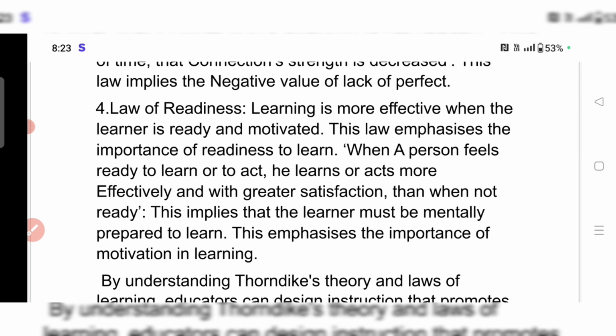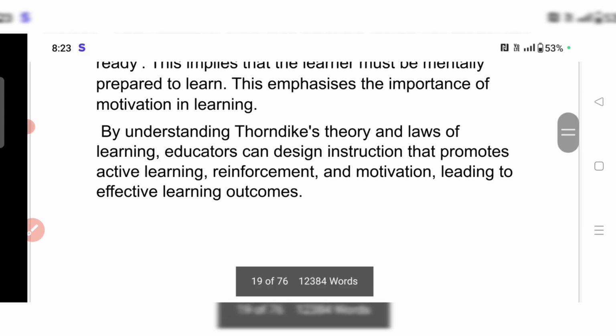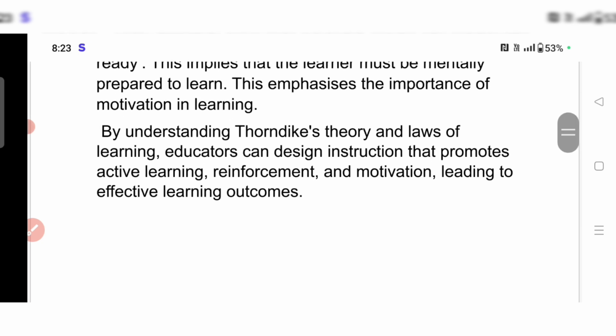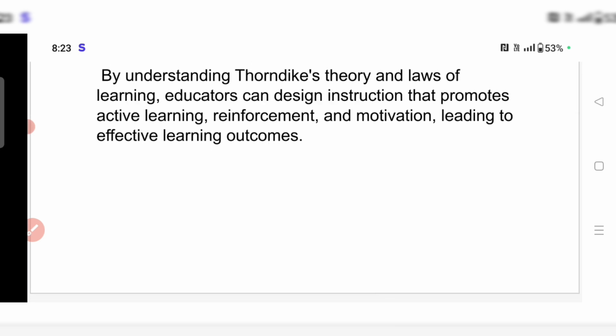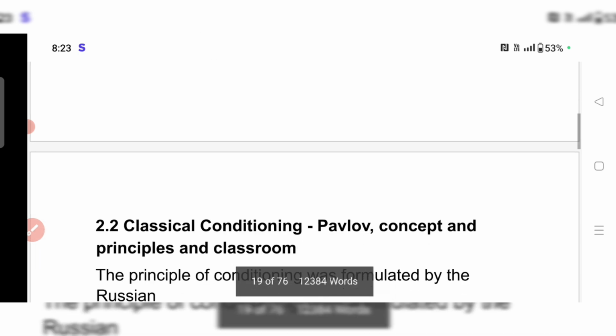Readiness means learning is more effective when the learner is ready and motivated. This law emphasizes the importance of readiness to learn. When a person feels ready to learn or ready to act, he learns or acts effectively and with greater satisfaction. So when not ready, right? By understanding Thorndike's theory, the laws of learning, educators can design instructions that promote active learning, reinforcement and motivation, leading to effective learning outcomes.